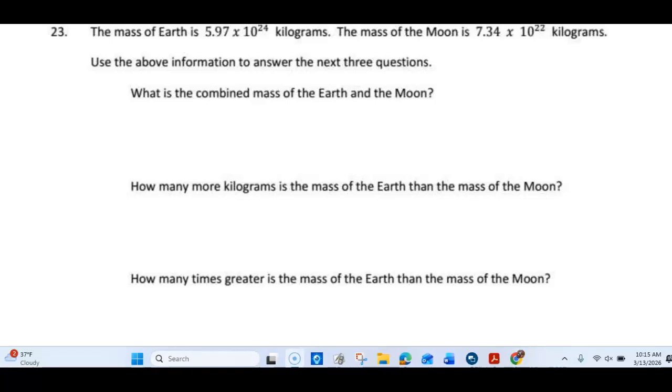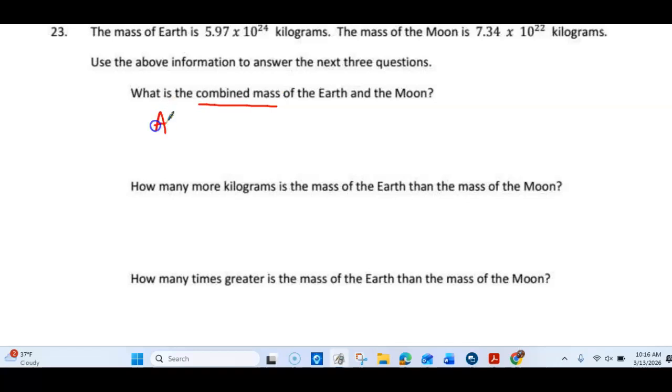Okay, video number 2. We're on number 23. The mass of Earth is 5.9 times 10 to the 24th kilograms, and there's the mass of the moon. So you're looking for these key words to make your math problem. Remember, you need to write it out. So it says, use the information above to answer the next 3 questions. What is the combined mass of the Earth and the moon?